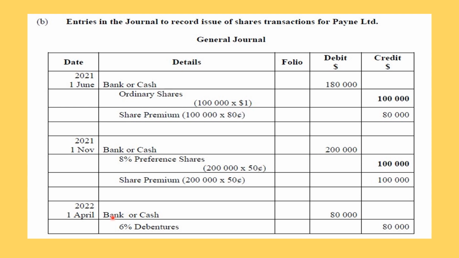The debentures are not share capital, so you will not use a capital account. It's more of a long-term liability, and you will put it in a separate loan account. 6% debentures, 80,000, bank or cash, 80,000. Now if you had these three entries correct like this, you would have been given full marks for this question as well.